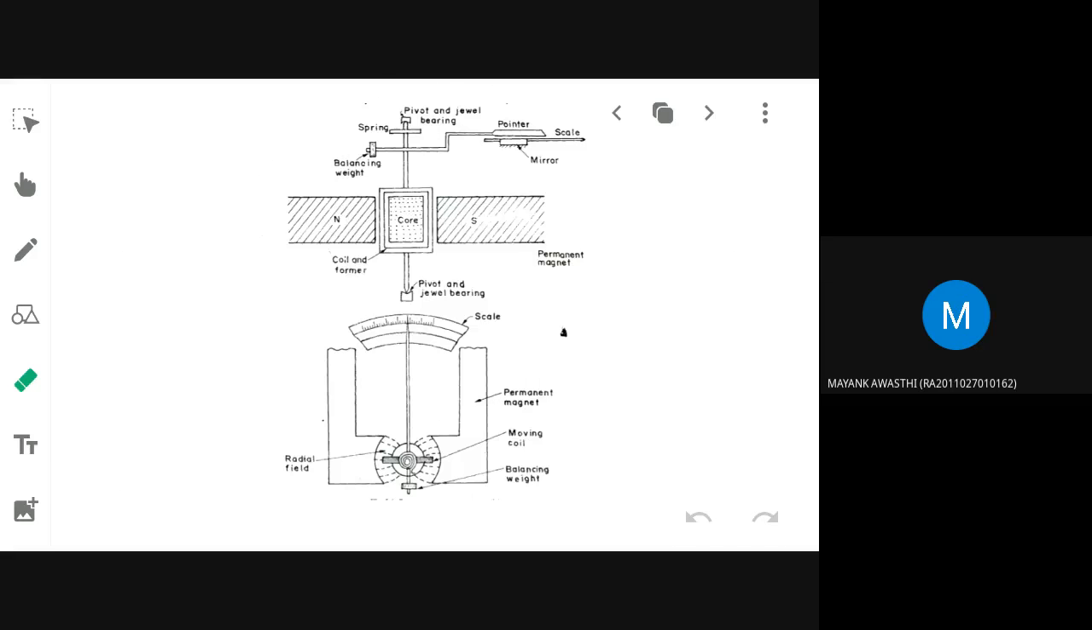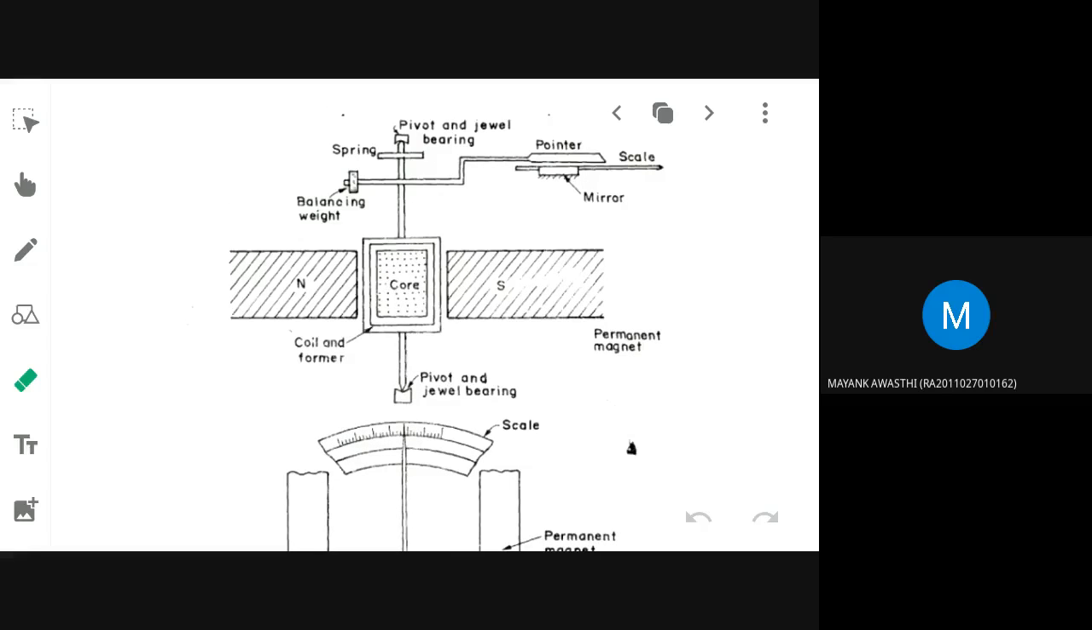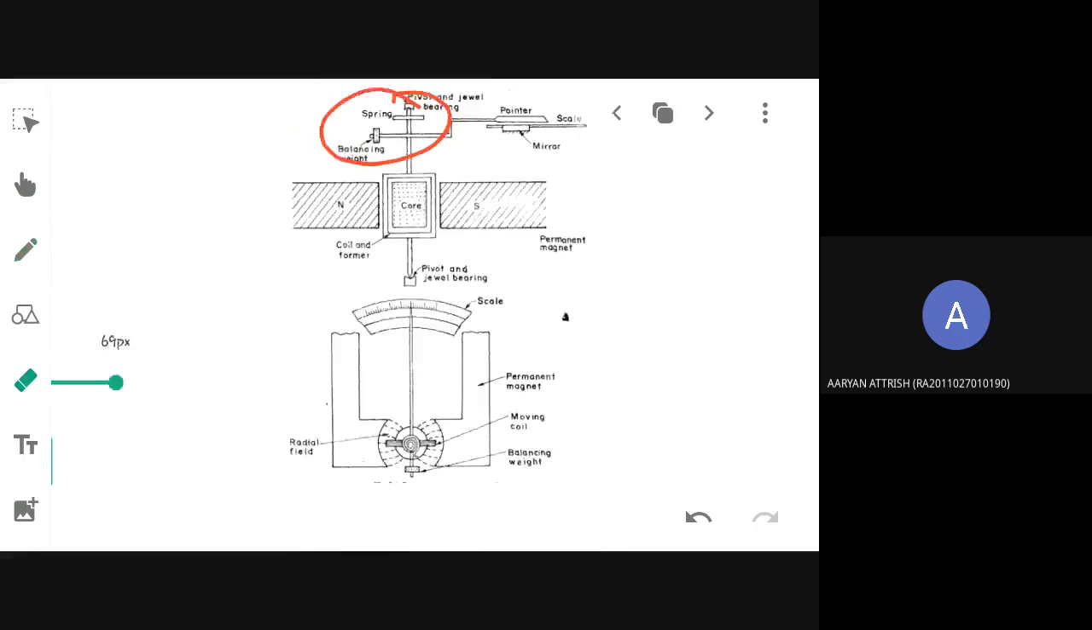And what type of control torque is produced here? Same arrangement, same diagrammatic representation only, but they are given different ways. So what type of control is produced here, which will oppose the deflecting torque? Spring control torque. Alright. So that's all.